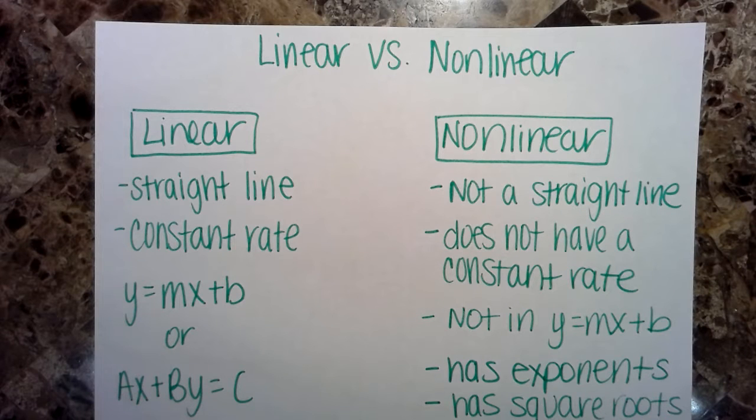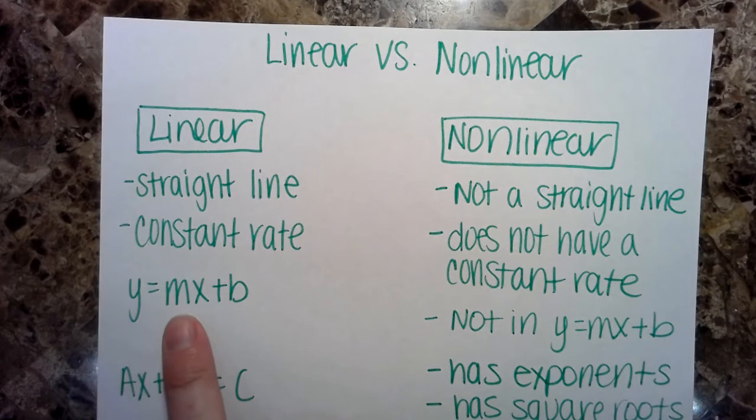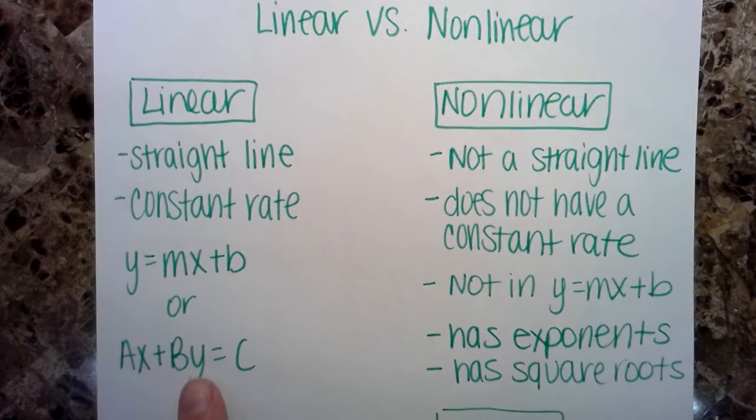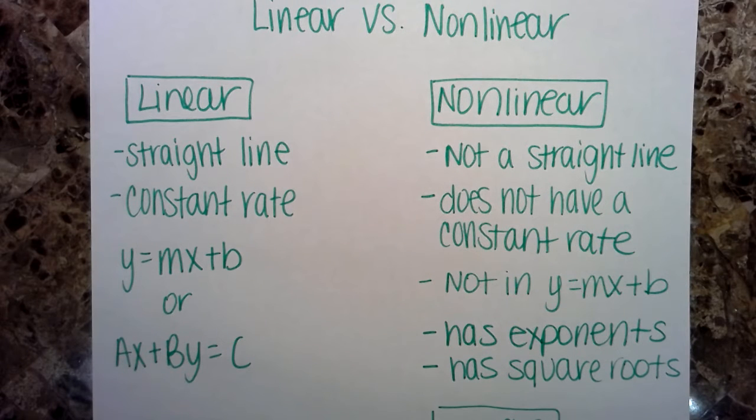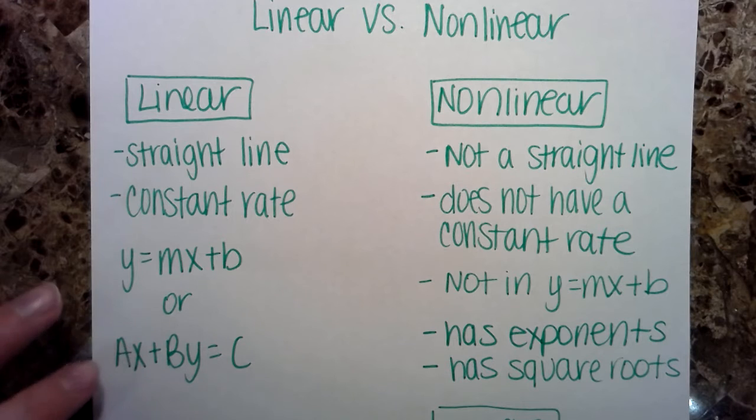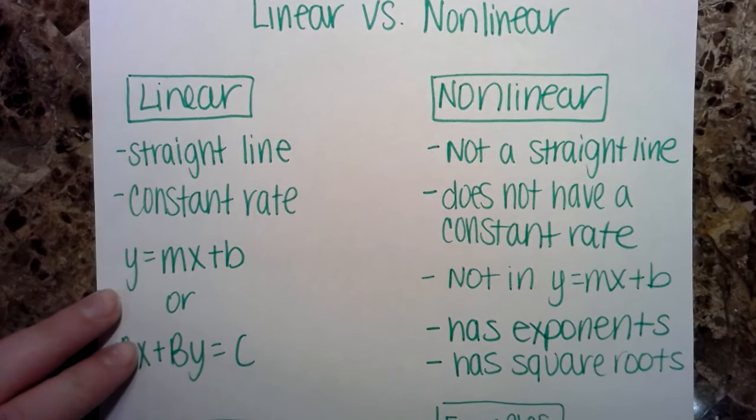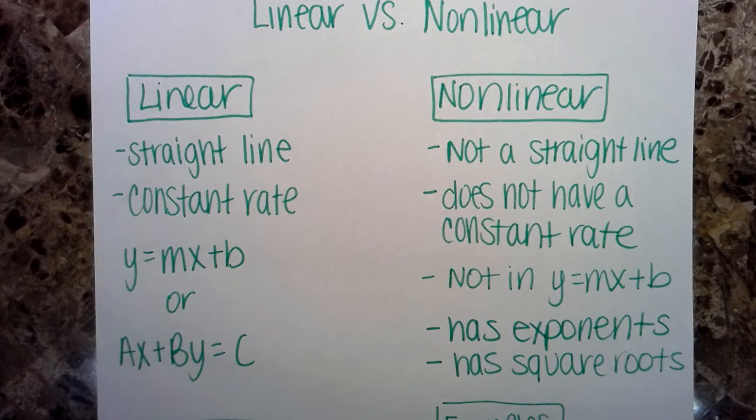Every time you see a linear equation, it's going to either be in y equals mx plus b, or in standard form. This is slope-intercept form, where this is standard form, which is ax plus by equals c. Now, sometimes you'll see a linear equation where it's not necessarily in these forms, but you can get it into y equals mx plus b. Those examples are still going to be linear.